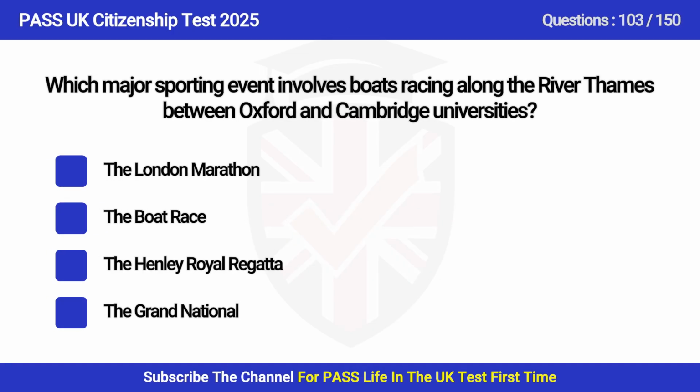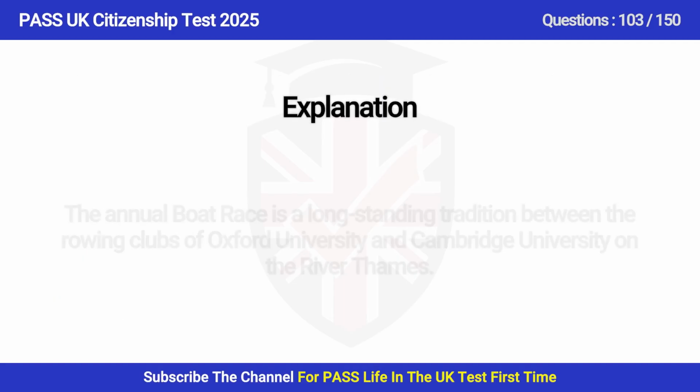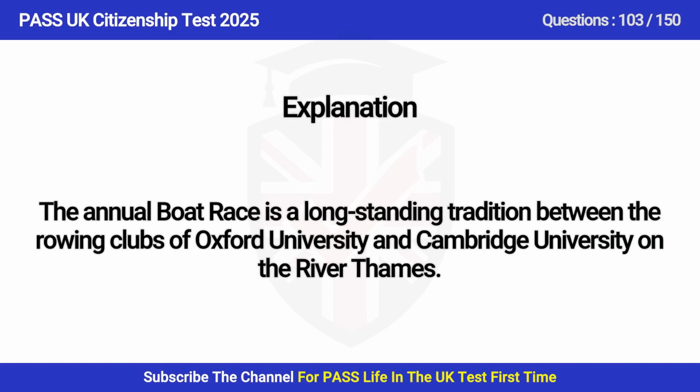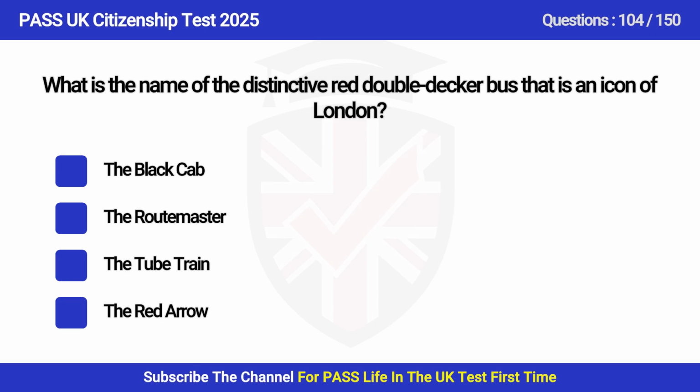Question 103. Which major sporting event involves boats racing along the River Thames between Oxford and Cambridge? A. The London Marathon, B. The Boat Race, C. The Henley Royal Regatta, D. The Grand National. Answer is B. The Boat Race. The annual Boat Race is a long-standing tradition between the rowing clubs of Oxford University and Cambridge University on the River Thames.